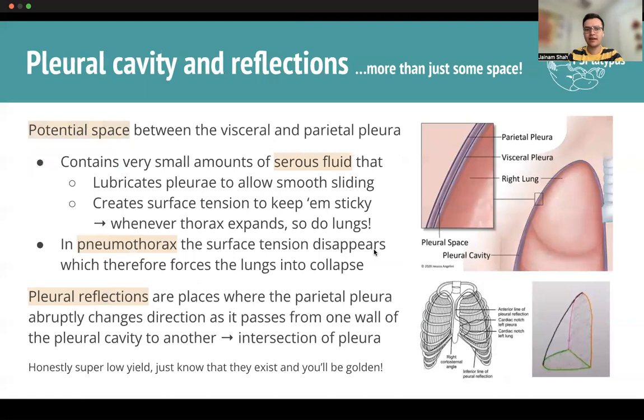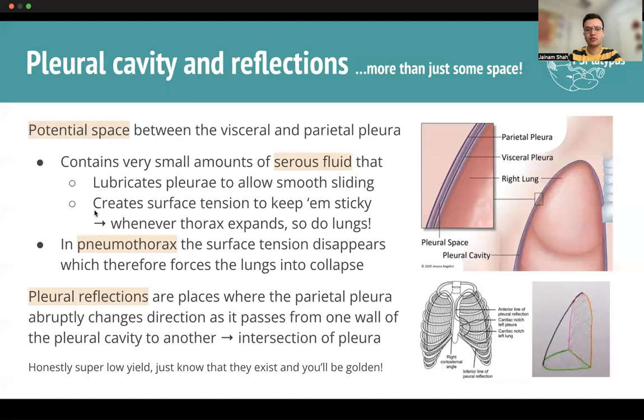Now, speaking of those cavities and reflections, it's really important to understand that between the visceral and parietal pleura, I mentioned there should be a space with fluid, but we call this a potential space. And the reason why I say that is because it should only contain a very, very small amount of serous fluid. What does the serous fluid do? It lubricates the pleura to allow smooth sliding between the surfaces. So you don't want the visceral and parietal pleura to rub against each other. If they do, then we get some inflammation known as pleuritis. That'll come later.